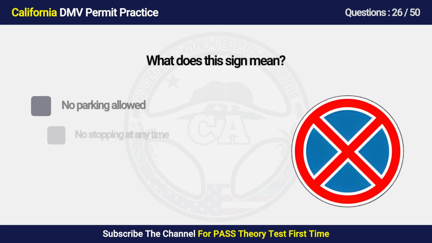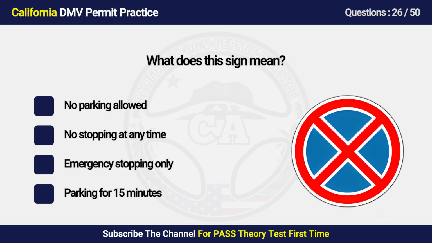Question 26. What does this sign mean? A. No parking allowed. B. No stopping at any time. C. Emergency stopping only. D. Parking for 15 minutes.